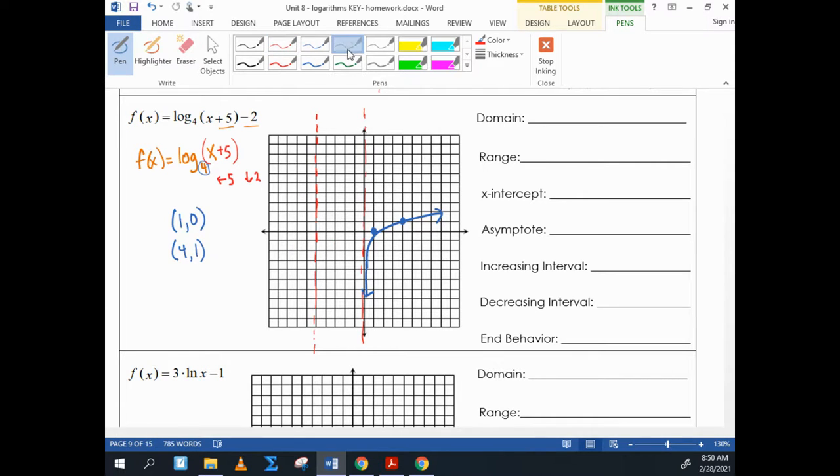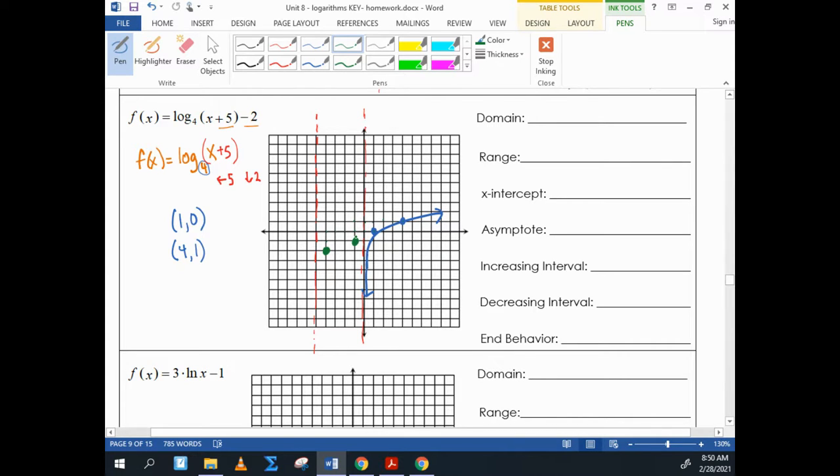But let's pick up those points right here. We're going to move them over 5 and down 2. So this point right here at my (1, 0) is going to go over 5: 1, 2, 3, 4, 5, and down 1, 2 right there. Same thing with this one. My (4, 1) is going to go over 5: 1, 2, 3, 4, 5, and down to 1, 2.